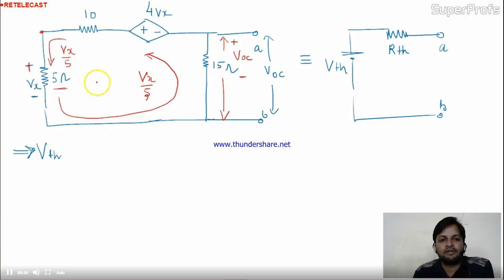Good. Now come to the KVL in this equation. Okay, the current is coming from this direction. So the drop across the resistance will be like this. Here will be like this. Is it okay? Why? Because this is the direction of current, and current flows from higher potential to lower potential. Okay, I'll start from A. I'm getting 10 into Vx by 5 with positive sign. So 10 into Vx by 5, okay, fine. Minus 4Vx, fine.